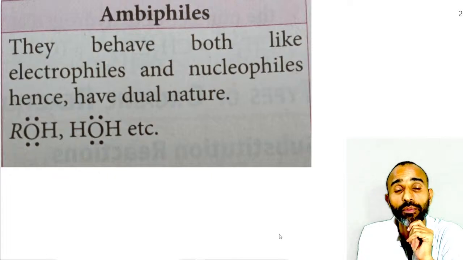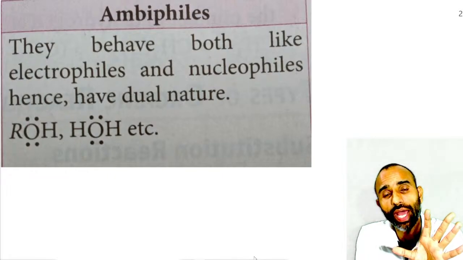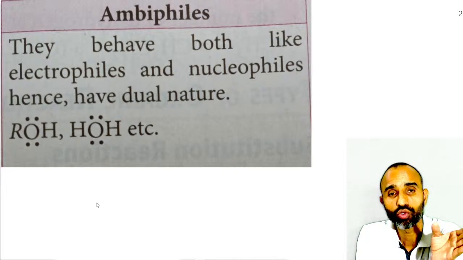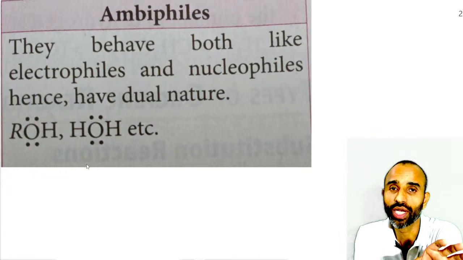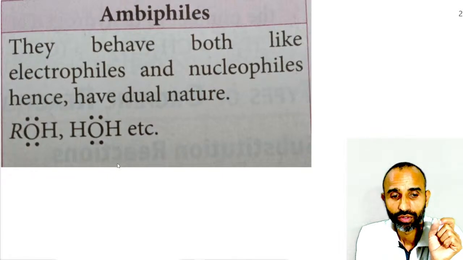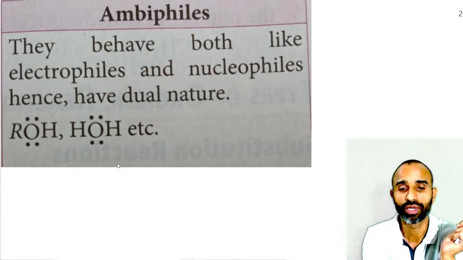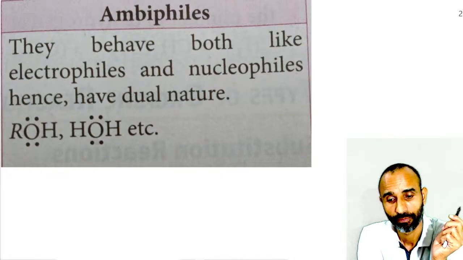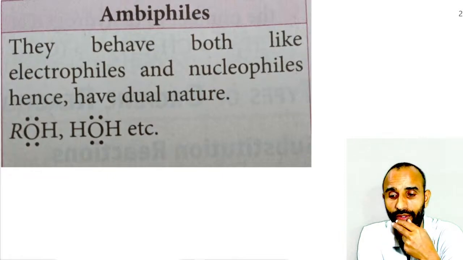Now, ambiphiles. Ambiphiles behave as electrophile as well as nucleophile, both. So H2O, ROH, they are of dual nature. Alcohol and water behave as electrophiles as well as nucleophiles, and that's why they are called ambiphiles. So there are only two examples you can easily remember.